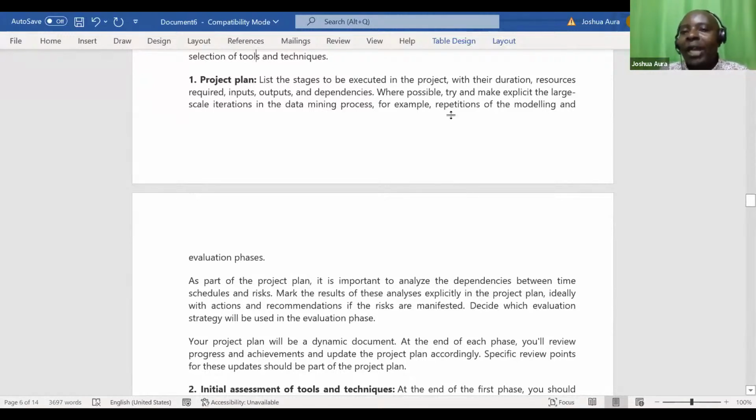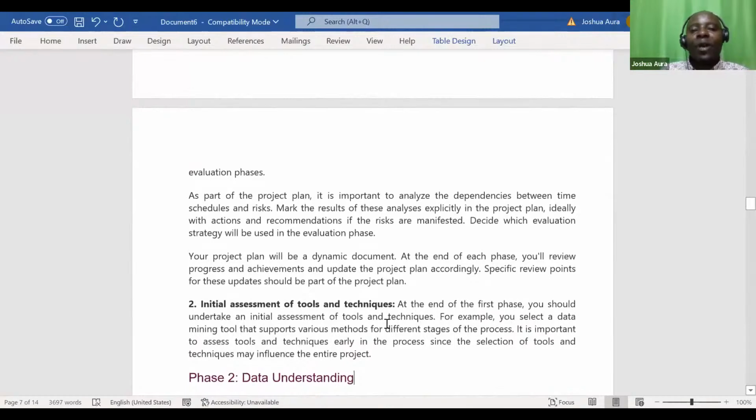Where possible, try and make explicit large-scale iterations. In the data mining process, for example, repetitions of the modeling and evaluation phase. As part of the project plan, it's important to analyze the dependencies between time schedules and risks. Mark the results of this analysis explicitly in the project plan, ideally with the actions and recommendations if the risks are manifested. Decide which evaluation strategy will be used in the evaluation phase.